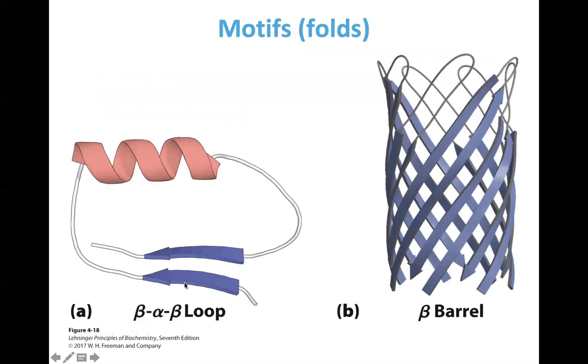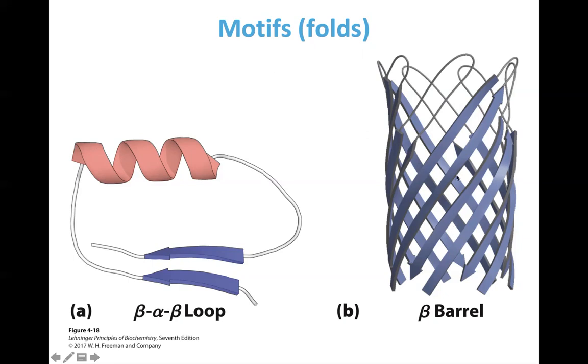So here we have a beta sheet interaction. Then goes through alpha helix, comes back and forms a parallel beta sheet interaction, right? So we will call this beta alpha beta loop. So this is a very common motif within proteins.